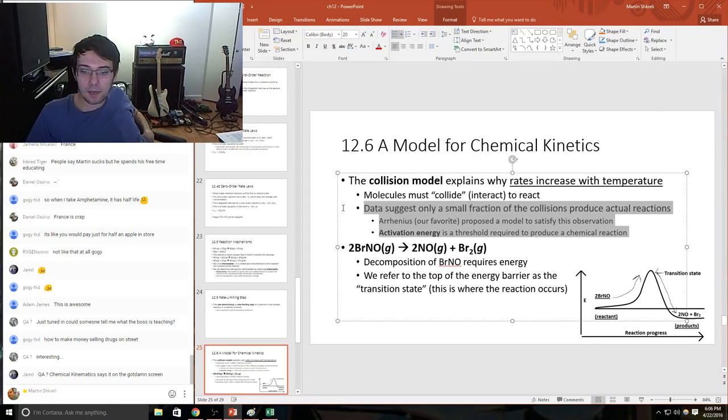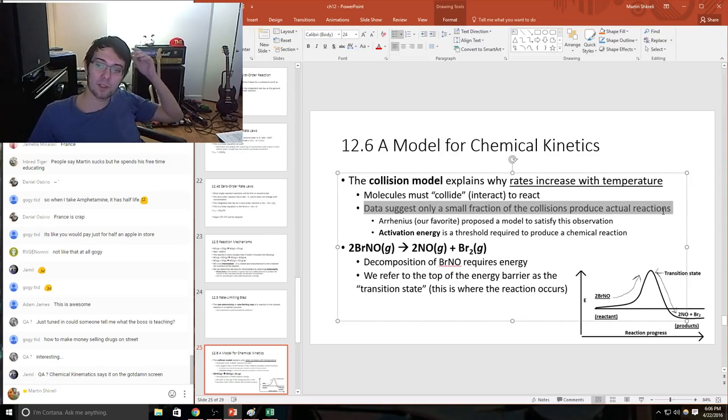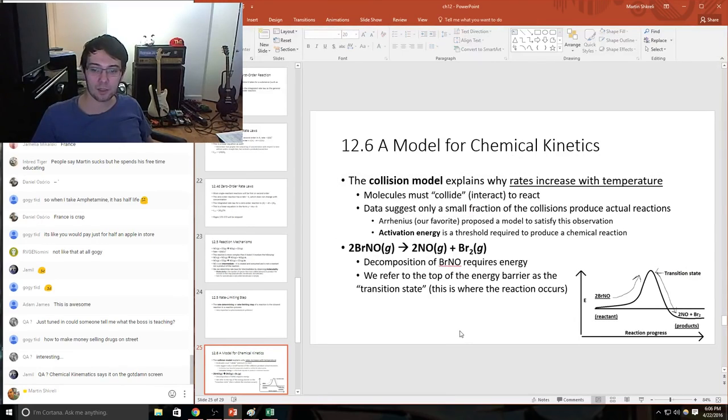Sometimes, though, when we look at the actual quantitative data, it's very difficult to reconcile this idea with the fact that only a small fraction of these collisions actually produce reactions. So why does that happen? Well, Arrhenius, who also defined the acid and the base and won the Nobel Prize, a really important founder of chemistry, proposed a model to satisfy all these observations, and he called it the activation energy.